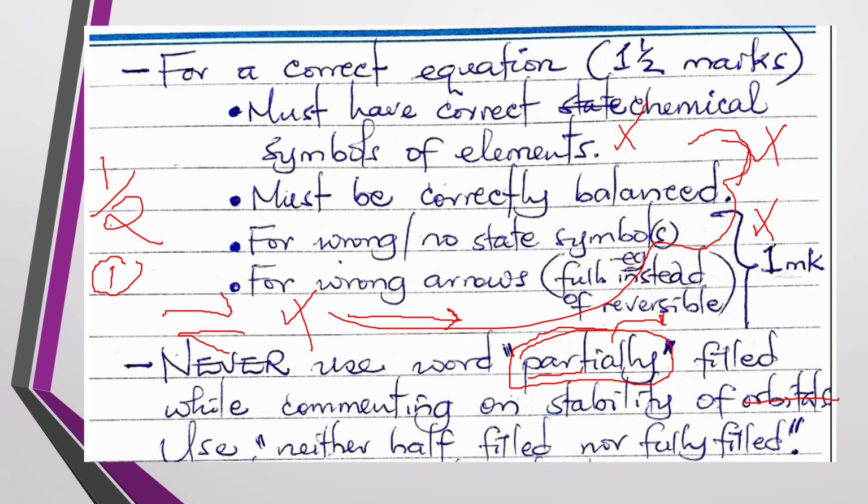But for those that are not partially filled or fully filled, you are supposed to mention the number of electrons present in that sub-energy level to make it thermodynamically unstable. But do not use the word partially. So you may say that for phosphorus, it has only 4 electrons in the p sub-energy level, making it thermodynamically unstable. And then you proceed with your explanation. But do not use the word partially anywhere.